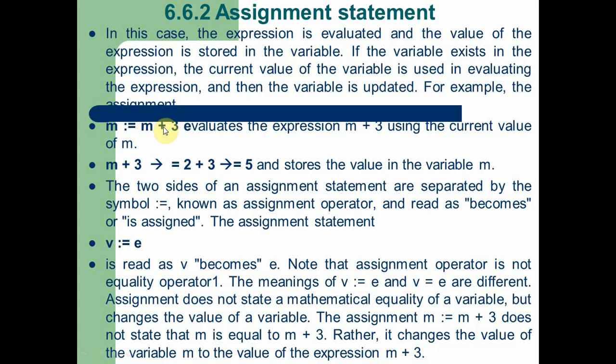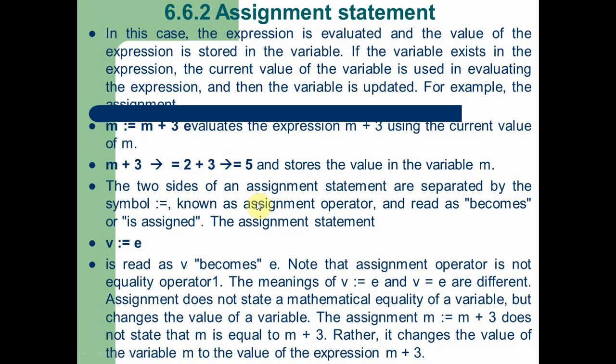In the same way, m is equal to 2 plus 3 is equal to 5. It means we can use a variable name along with values. Here we use m plus 3, meaning we use the variable which contains the value 2. So 2 is added to 3 and it is stored in the variable m. At the time of executing this statement, the final value of m is 5.